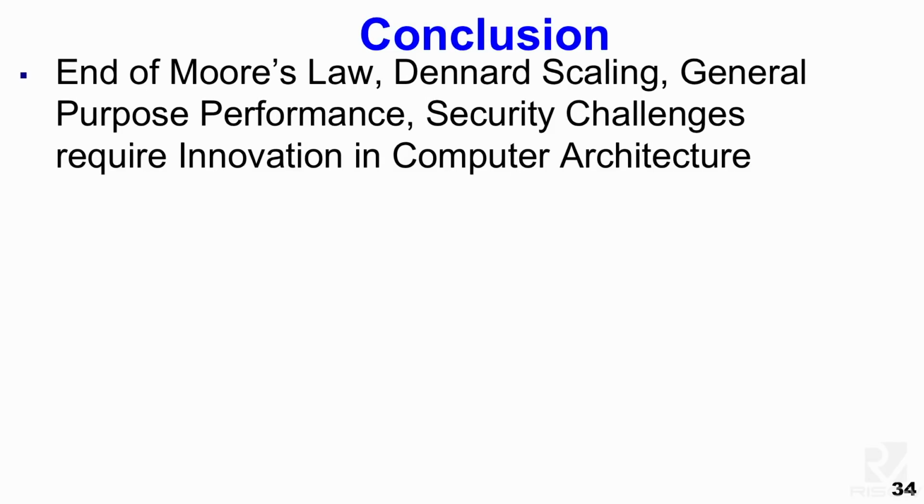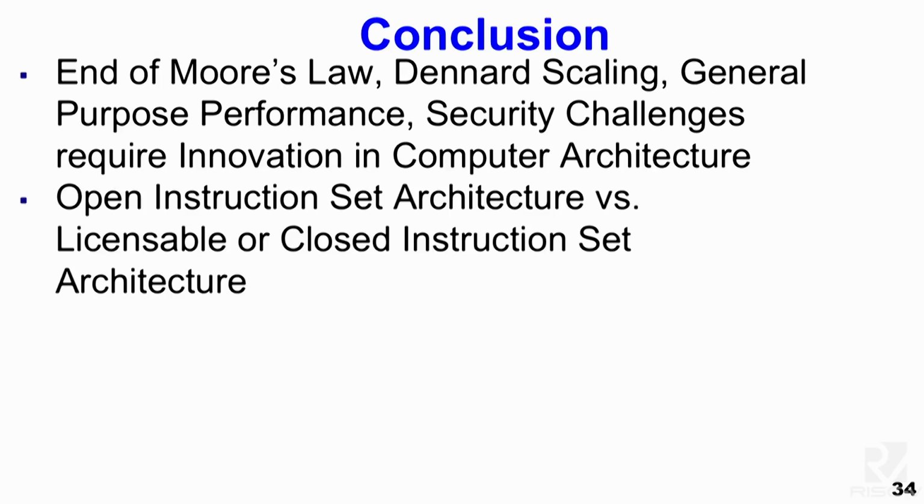The bad news: Moore's law is over, a crutch we've had for more than 50 years. Dennard scaling is over, which we had for 30 years. General-purpose performance isn't going to get faster. If you're a software person waiting for the threads to go faster, you're going to have to wait decades. And we've got these terrible security challenges. So that's the bad news.